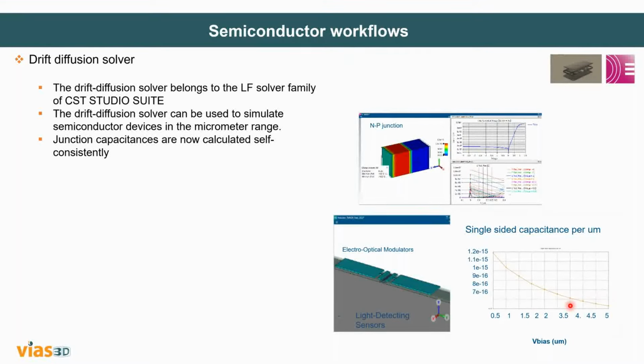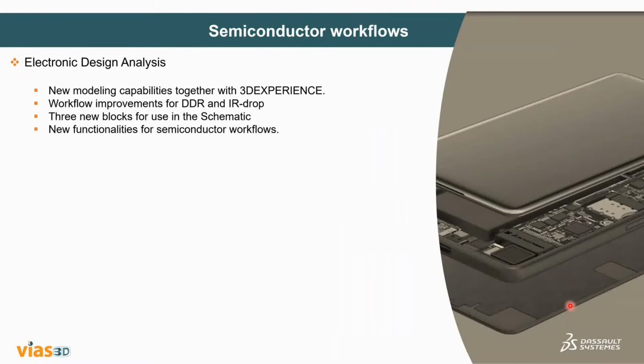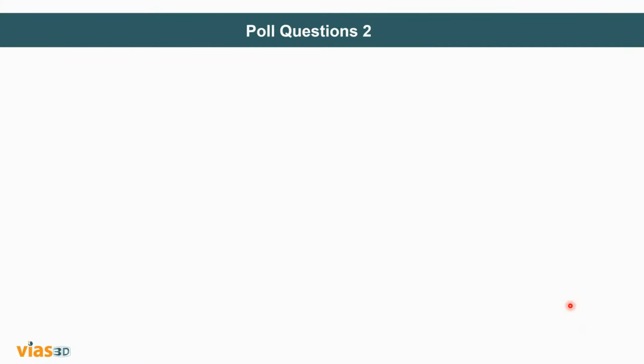This concludes the section on electronics, and we can see different enhancements for this year, like new functionality for the semiconductor workflow, then domain decomposition and IR drop, new modeling capabilities together with 3D experience, 3 new blocks for use in a schematic. I believe next poll question over here, Mehul.